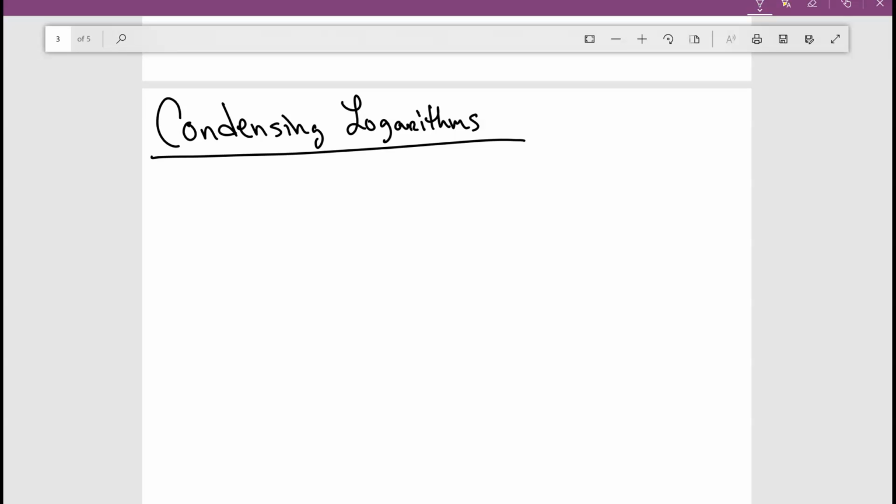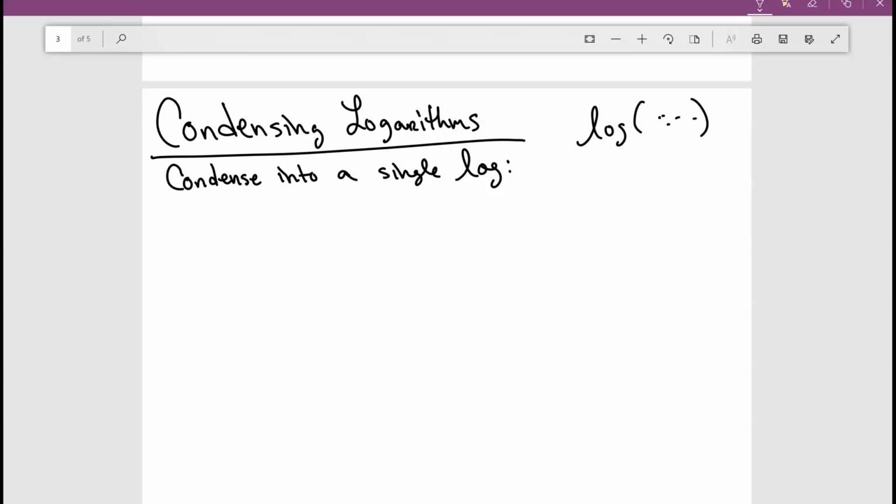In this section, we're going to be condensing a couple logarithms. So let's condense into a single log. In the end, we only want one log, so we want log of whatever's on the inside. Okay, so this is going to be the first part.